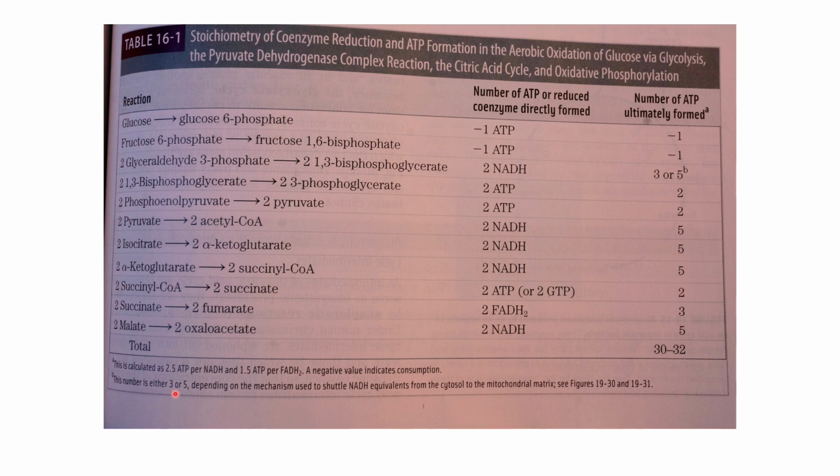And the number for the NADH in the third step with the formation of the bisphosphoglycerate is either 3 or 5, depending on the mechanism that you're using to shuttle the NADH equivalents to the mitochondrial matrix.